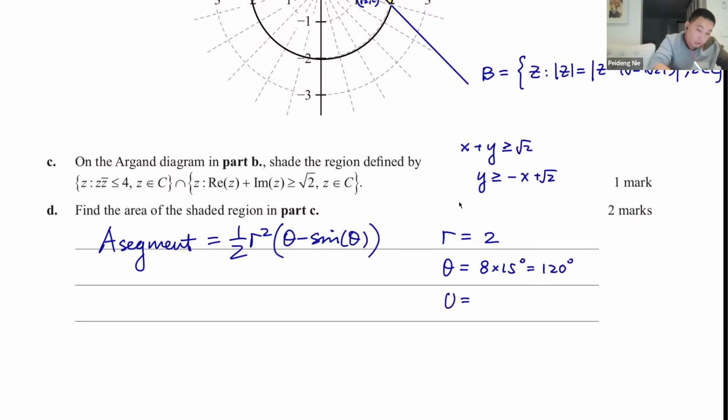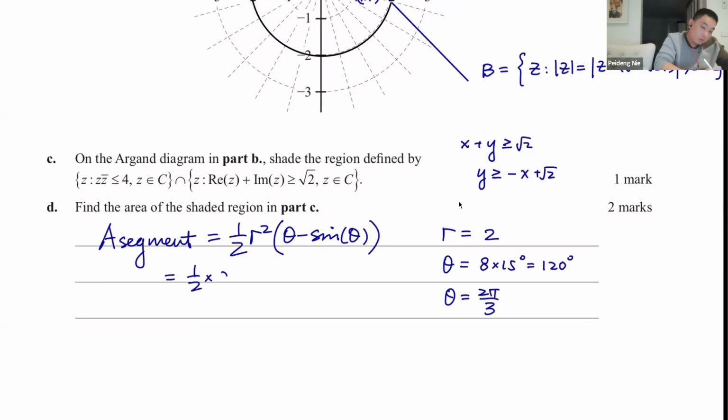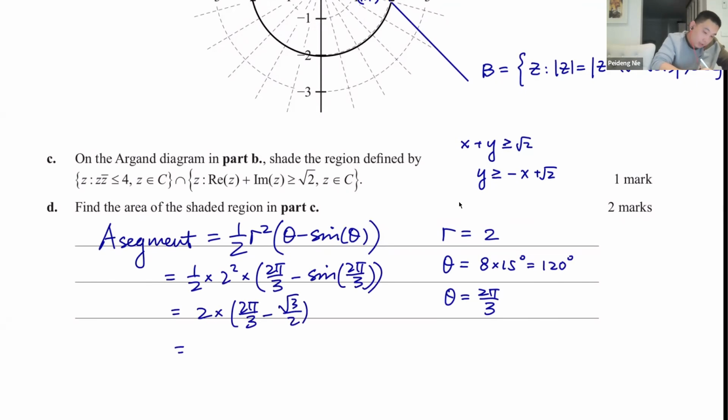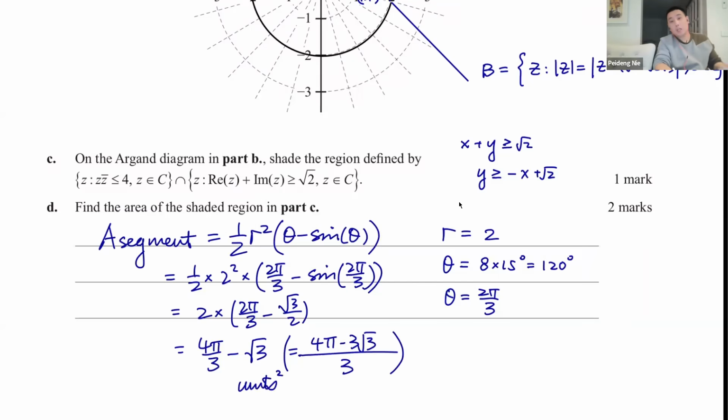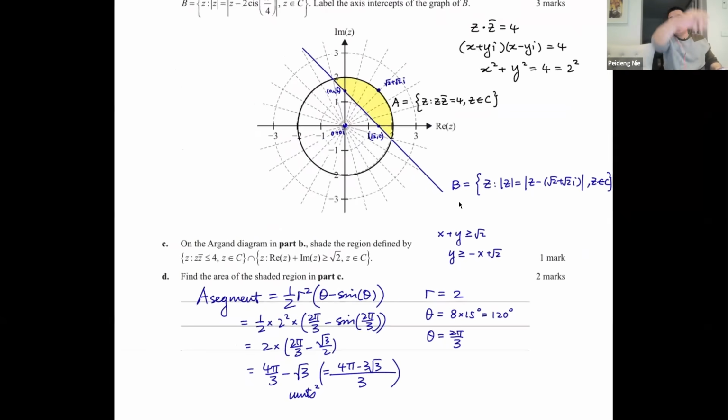But remember, we are using radian measure to calculate that area, which is 2 pi over 3. And then I'm going to say half times 2 squared times, bracket, 2 pi over 3 minus sine 2 pi over 3, okay? And this will be 2 times, bracket, 2 pi over 3 minus root 3 over 2. So the answer is 4 pi over 3 minus root 3. Or an equivalent answer is 4 pi minus 3 root 3, all over 3, okay? Units squared, okay?